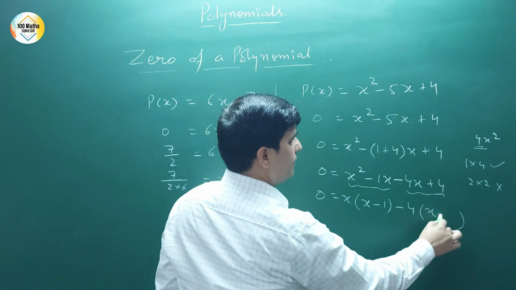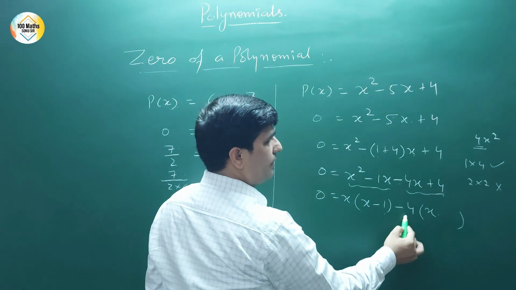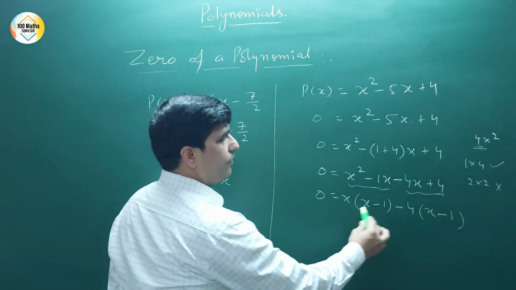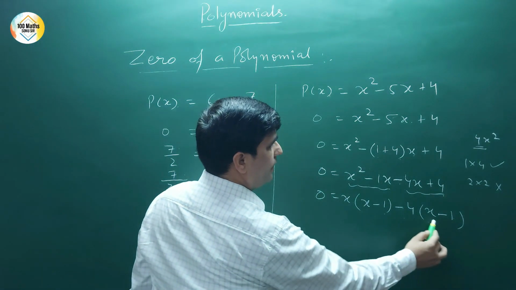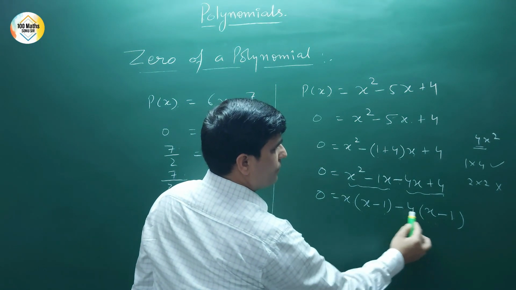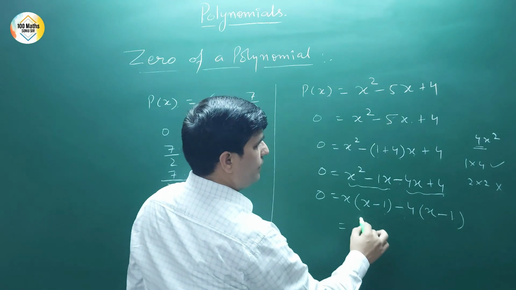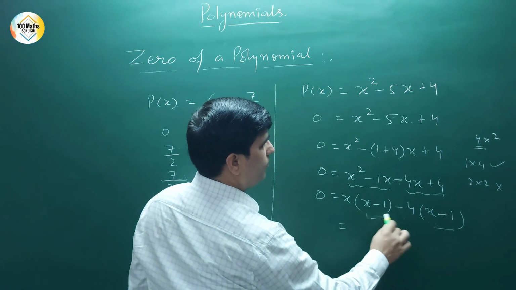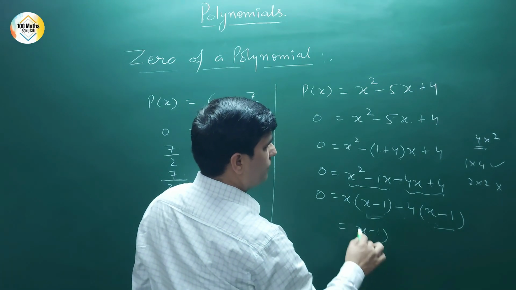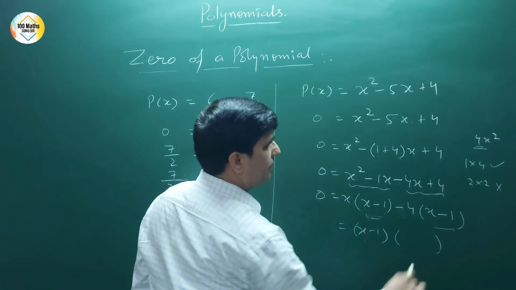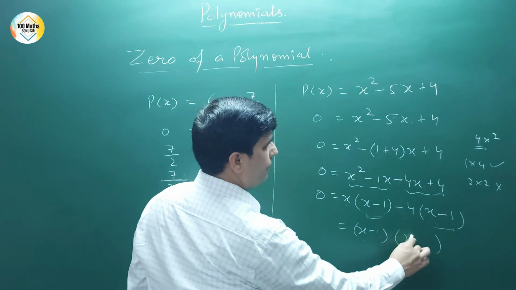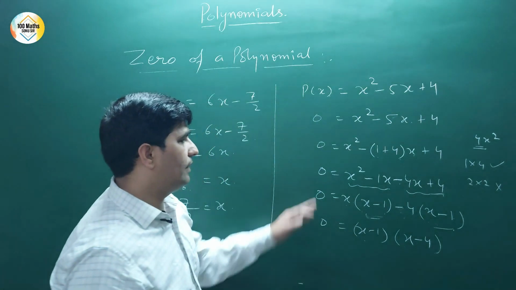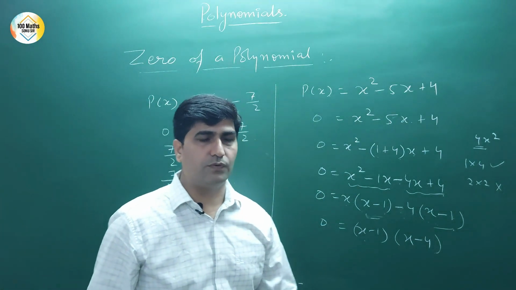So this is x, and if you are taking the minus sign outside the bracket, this sign will change, right? And it will be 4. And if you are doing it correctly, you will get the same expression in these two brackets. So we can take this bracket common, right? These brackets are common, so take x minus 1 common, and whatever is left, write it in the second bracket. Here x and here minus 4, right? So the factors of this are x minus 1 and x minus 4.